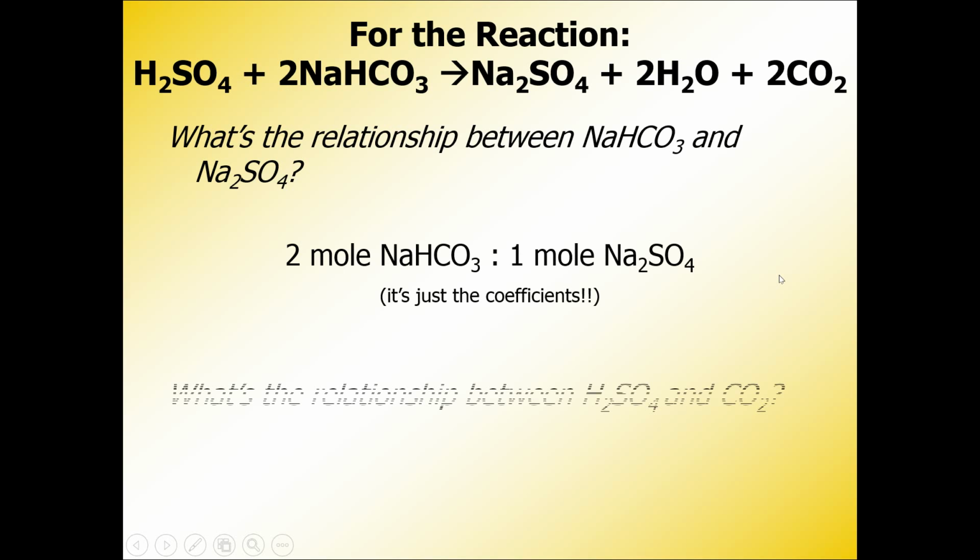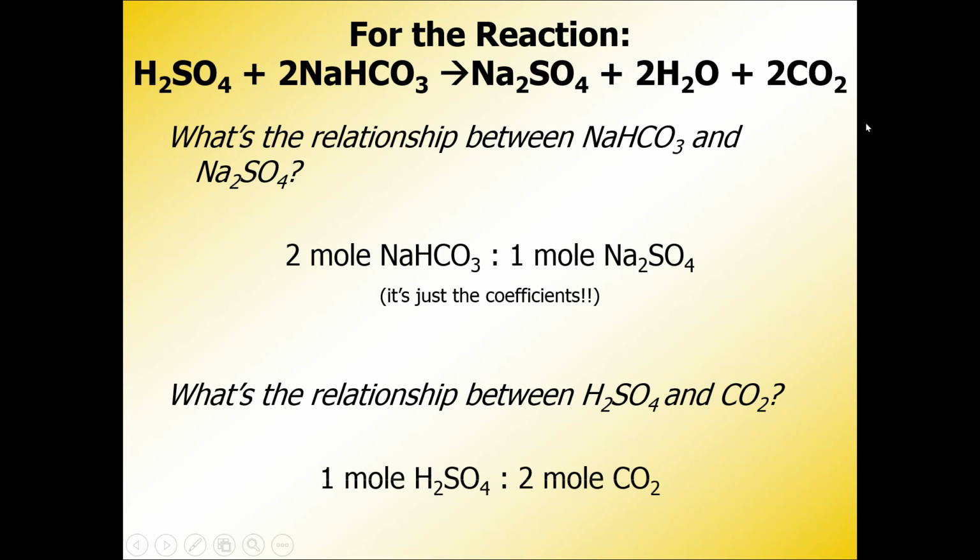If I asked you the next question, what's the relationship, same thing as a ratio, between sulfuric acid and carbon dioxide, I now focus in on those 2 pieces of the balanced equation. Remember, it has to be balanced. And I would end up with 1 mole of sulfuric acid. For every 1 mole of sulfuric acid, there are 2 moles of carbon dioxide. Just for a little more emphasis, here are some arrows to point out exactly where these coefficients are coming from.